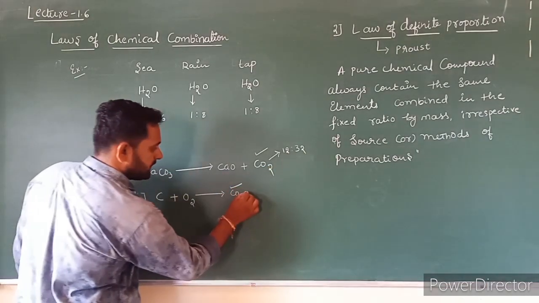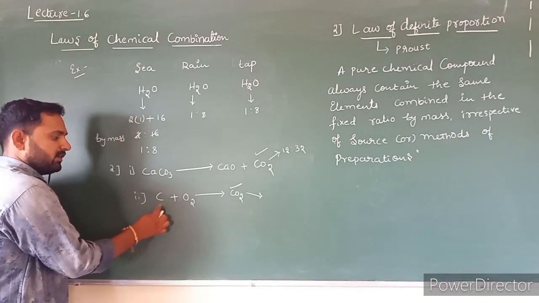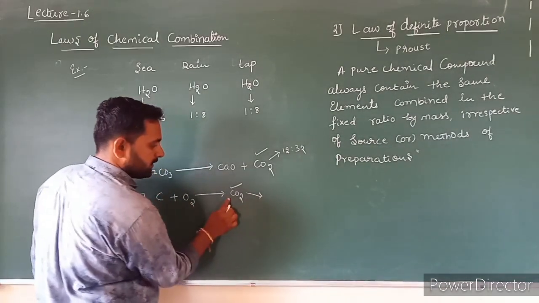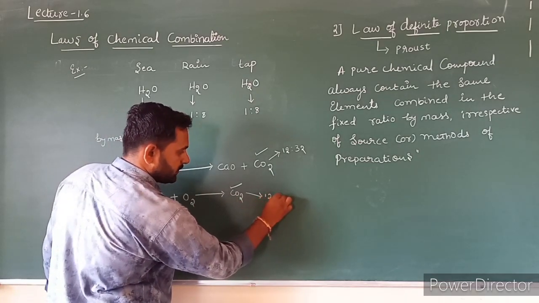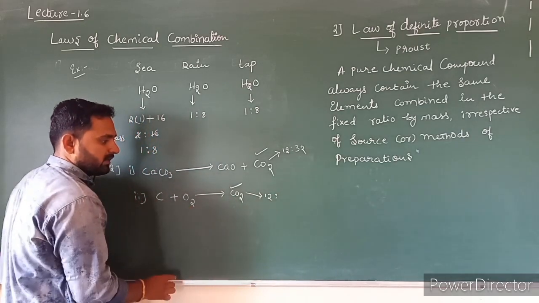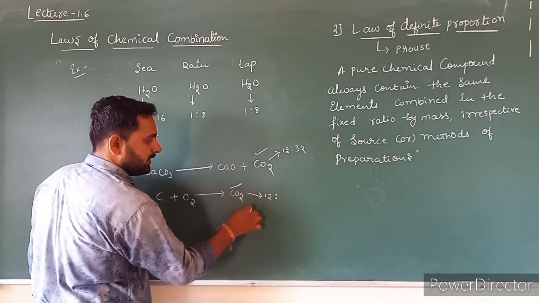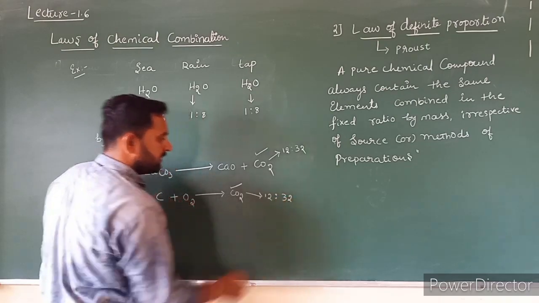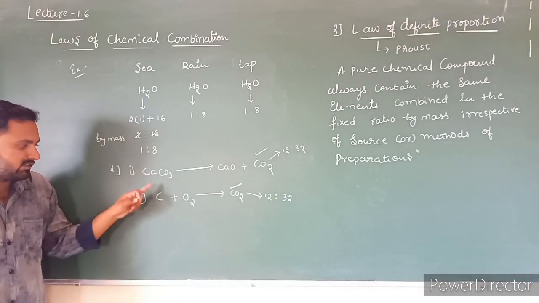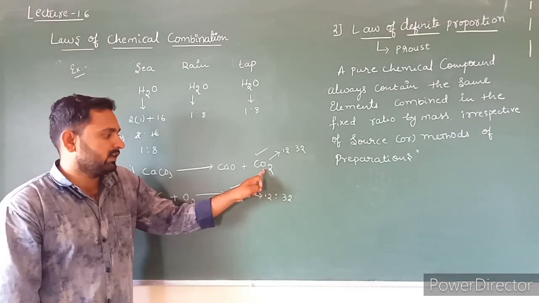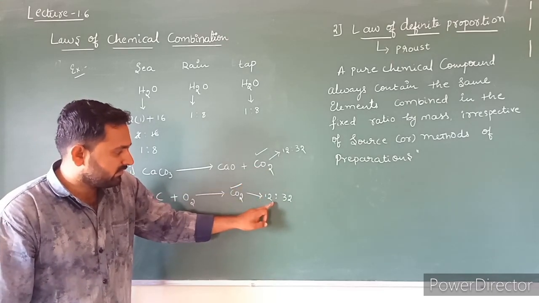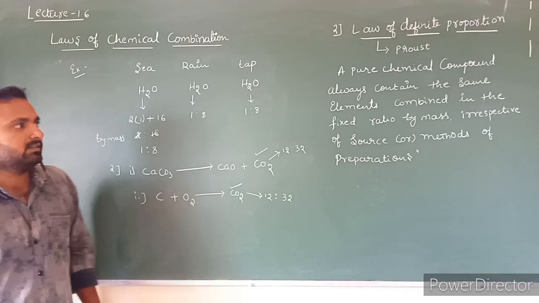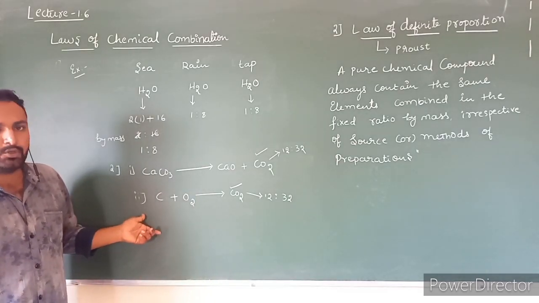Okay, the first method. In the second method, here when the carbon combined with oxygen, it gives carbon dioxide. Here also there are one carbon and two oxygen. What about the atomic mass of carbon? 12. Next, what is the atomic mass of oxygen? One oxygen is 16. There are two oxygen, so 12 is to 32 ratio. Irrespective of methods of preparation, a pure chemical compound contains same elements, and the elements are combined in a fixed ratio by mass. This is the law of definite proportion or law of constant composition.